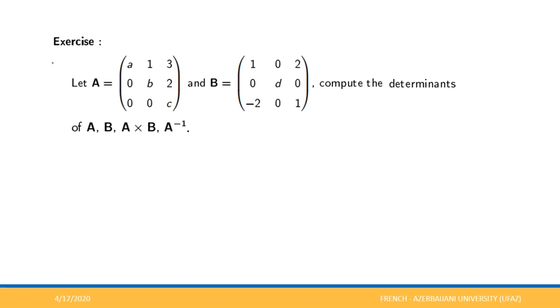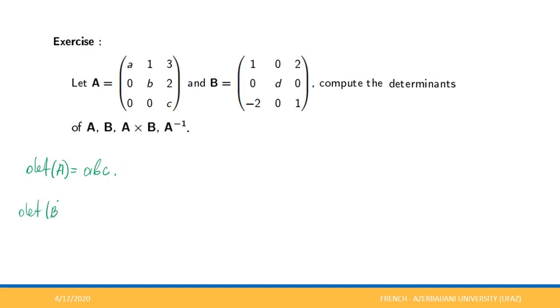Exercise. Suppose we have two matrices A and B. Compute the determinants of A, B, A times B, and the inverse of A. Let's find the determinant of A. You see this matrix is a triangular matrix. Because of this, the result will be the product of diagonal elements A, B, C. That's it. Let's find the determinant of B.